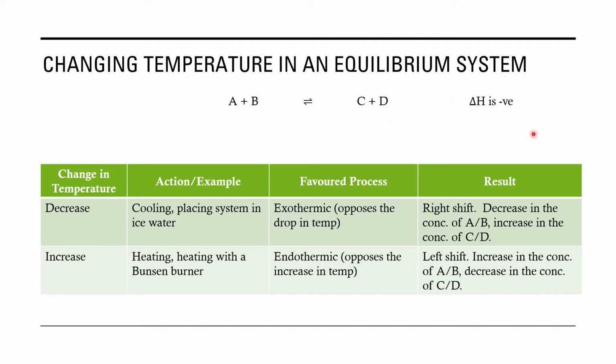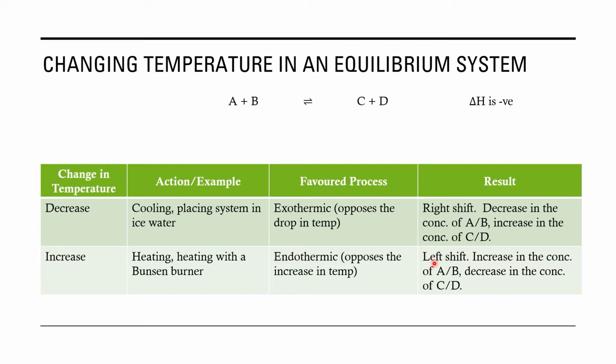Here, what we see is that delta H for that forward process is negative, meaning that that is exothermic, heat is being released. So what we would observe is a right shift, a shift to the right that would decrease the concentration of A and B and increase the concentration of C and D. Opposite to that, if we were to increase the temperature by heating the system, the endothermic process would be favored. That means a left shift that would increase the concentration of AB and decrease the concentration of CD.